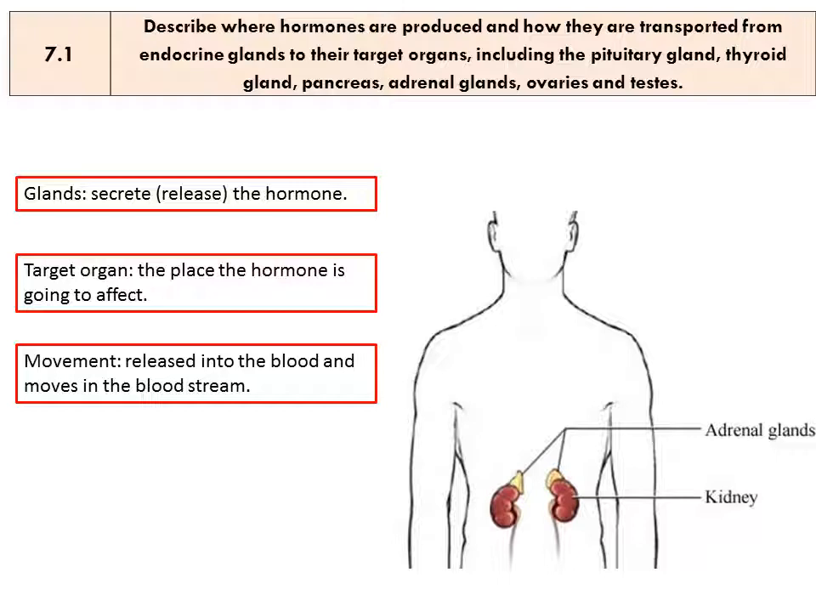And finally, the movement of the hormone and the way it moves is by releasing it into the bloodstream, and then it moves around the body. So the adrenal gland, in the example we've got here, will release adrenaline into the bloodstream, and from there it'll move up to the head, into the intestines, round to the muscles, where it needs to be, where its target organ is.